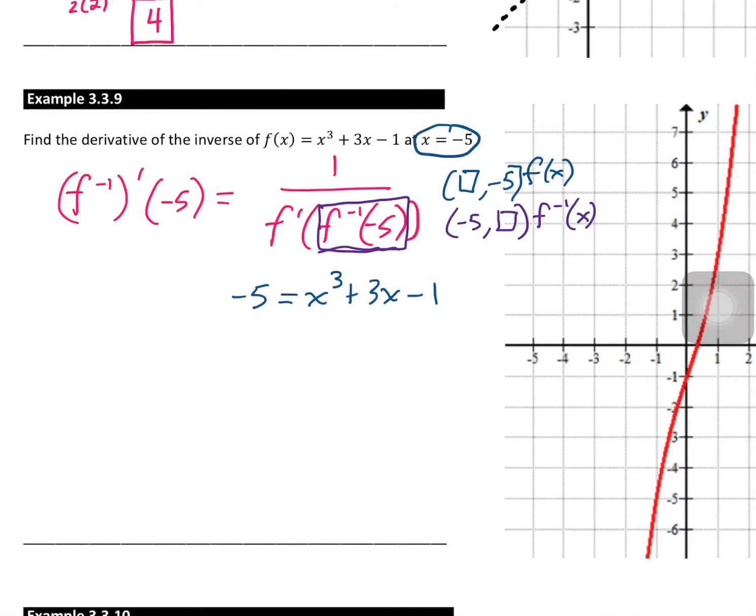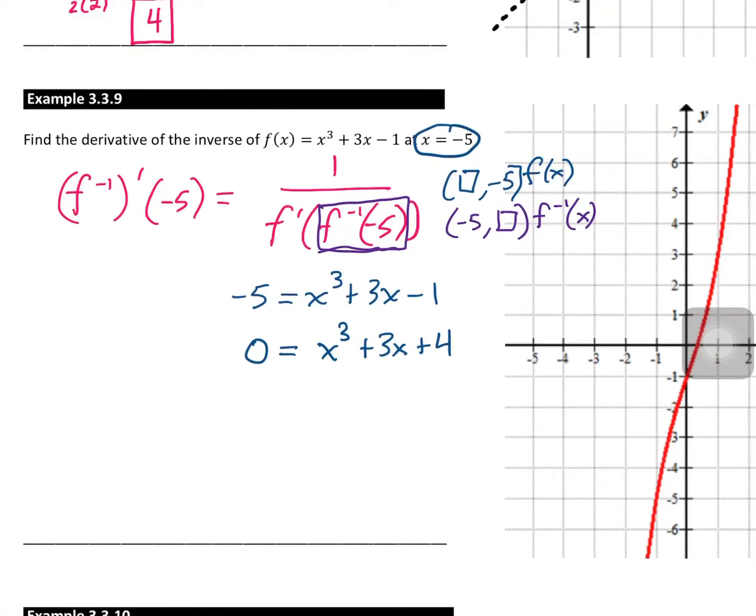So then I add 1 to both sides. Or actually, rather, it's a cubic, so I want to move the negative 5 over. So I'm going to have x cubed plus 3x plus 4 equals 0. All right, now you might be tempted to try to factor this because it looks like a quadratic, but in fact it's a cubic. And so you could use your calculator to solve this, or you could use guessing and checking.